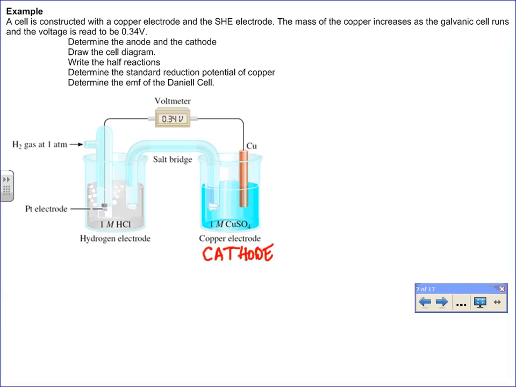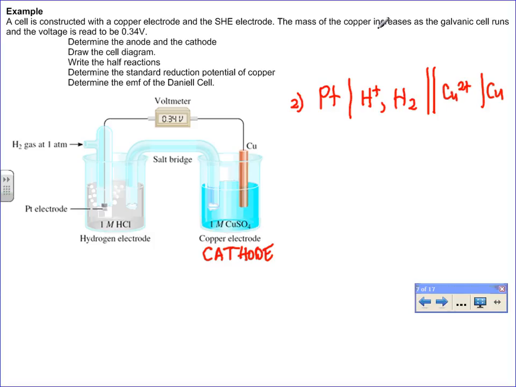So to draw the cell diagram for this, we know that the anode is the SHE electrode. We use an inert electrode of platinum. And then we've got H plus and H2, and we're always going to assume standard states unless we are otherwise told. We connect using a salt bridge to the copper solution, and we've got a copper electrode. Okay, so that is the appropriate cell diagram.